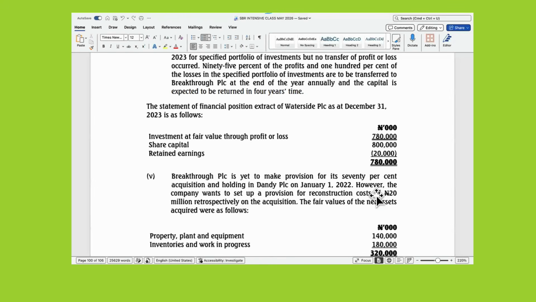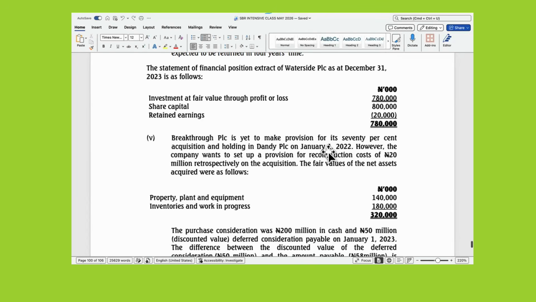Also, we're told that Breakthrough is yet to make provision for its 75% acquisition and holding in Dandy PLC on January 1st, 2022. However, the company wants to set up a provision for a construction cost of 20 million retrospectively on the acquisition. The fair value of the net asset acquired were as follows. So we also acquired some 70% in Dandy on 4th January 2022. And we want to set up a provision for a construction of 20 million on the acquisition.